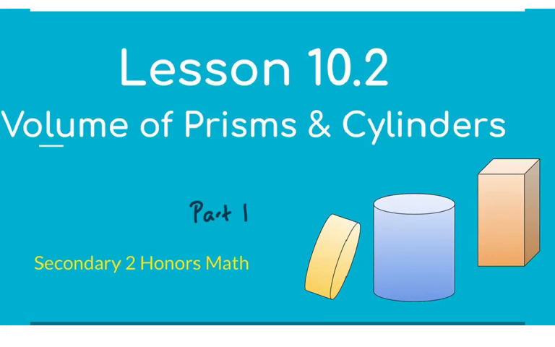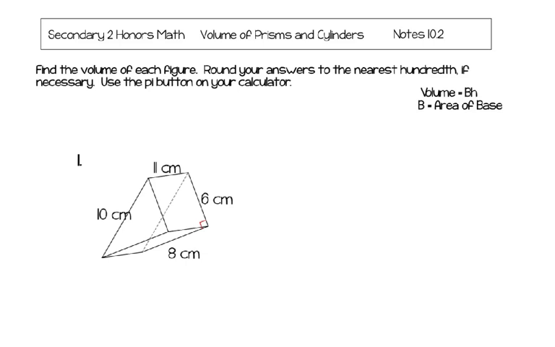This is the first part for lesson 10.2, volume of prisms and cylinders. So the first part of this should be review. You're going to be finding the volume of right cylinders or prisms. And so just a couple of reminders.